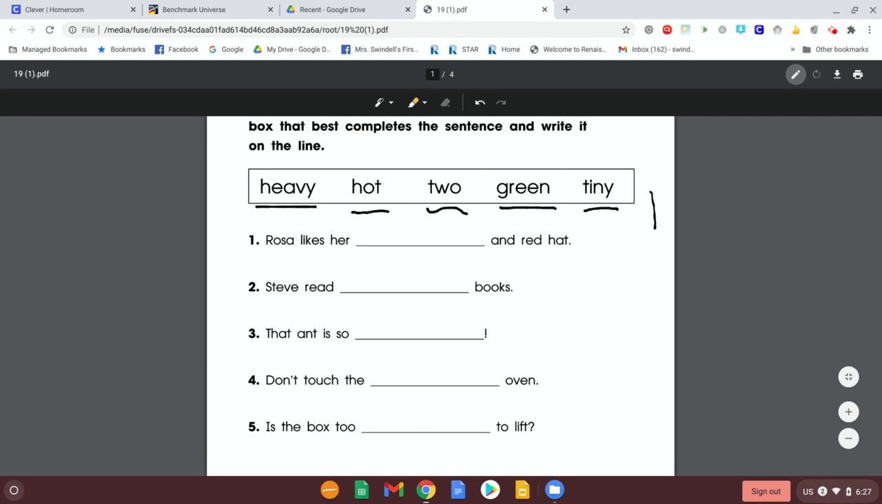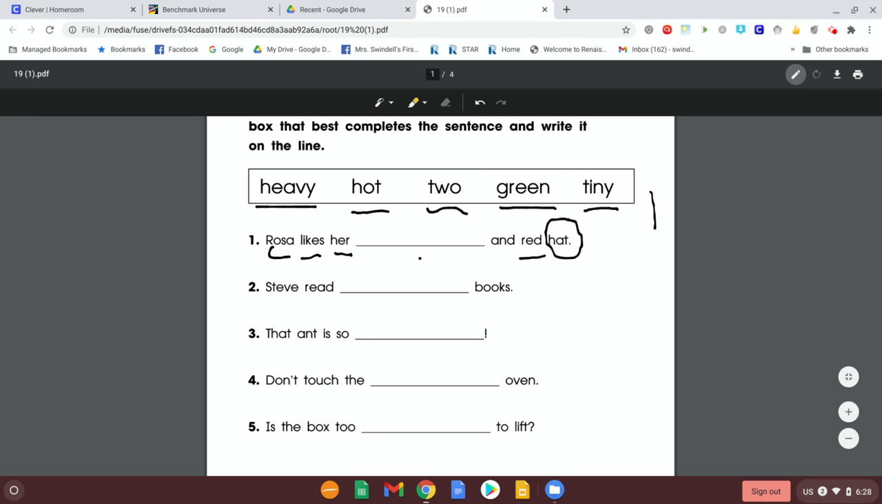So let's look at number 1. It says, Rosa likes her blank and red hat. Red is an adjective. It describes hat. But there's another word that would describe hat up in the box. Rosa likes her heavy and red hat? Probably not. Rosa likes her hot and red hat? Probably not. Rosa likes her two and red hat? That does not even make sense, right?